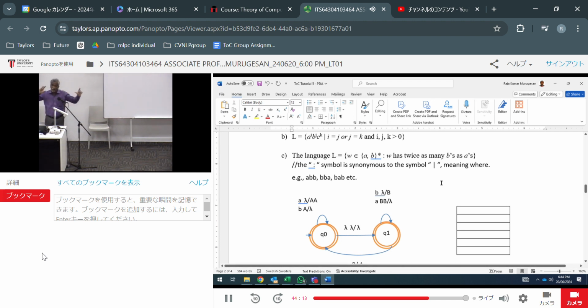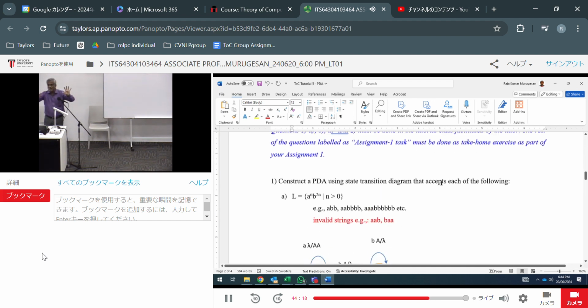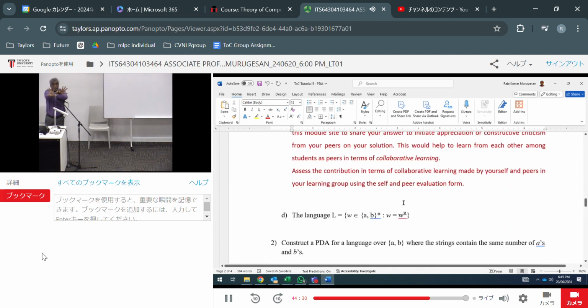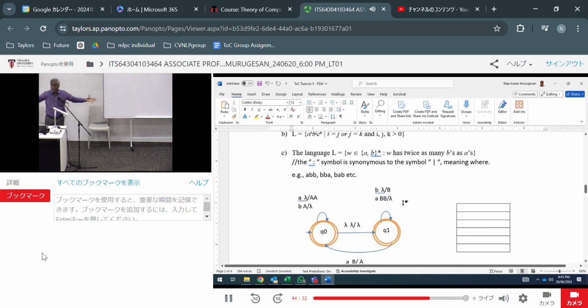The only difference between 1A and 1C is, in A, the A's are followed by B's. In 1C, the A's need not be followed by B's. I can have any combination. A can appear first or B can appear first. It does not matter. So, some way or other we are doing some sort of counting.